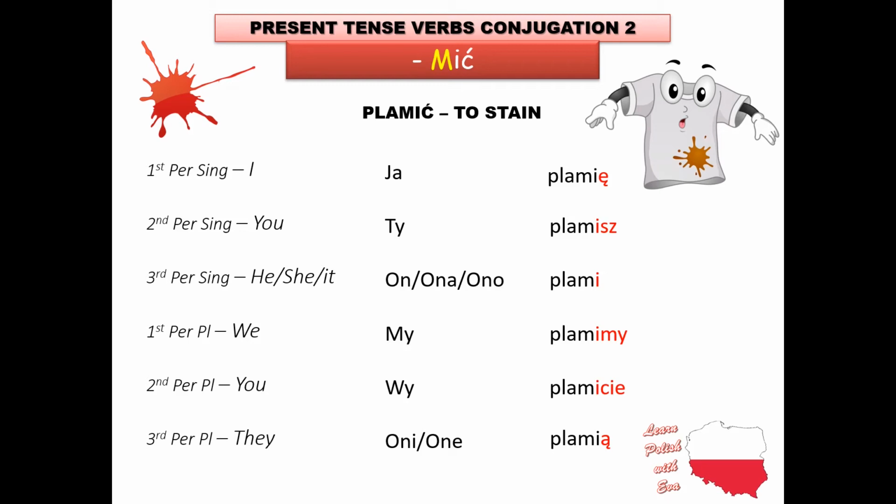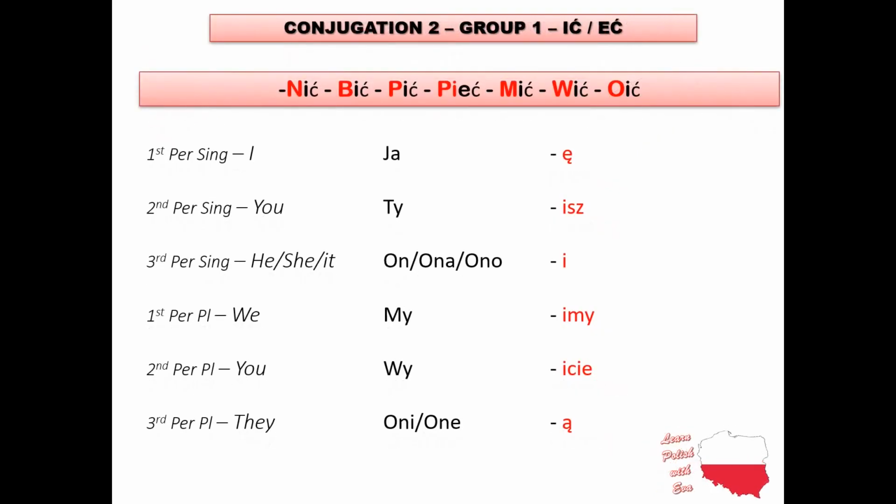So the verb is ja plamię, ty plamisz, on, ona, ono plami, my plamimy, wy plamicie, oni, one plamią. We've distinguished this whole group like that, okay? But that's basically how you have to remember it.